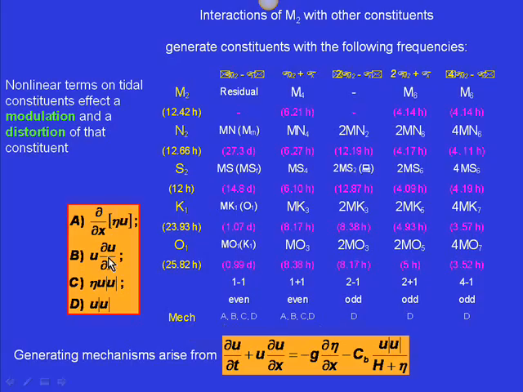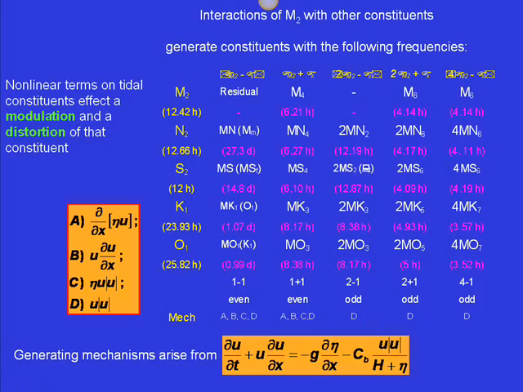So these 4 mechanisms, remember, this is the continuity mechanism, the advective mechanism, and the 2 bottom friction mechanisms, produce all these modulations and all these distortions. And then only bottom friction, this U times U, produces these odd interactions, which are those distortions and modulations. Again, we'll see what we mean by that in a moment. So I just want you to keep that in mind.